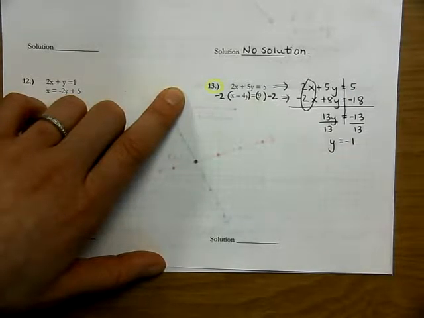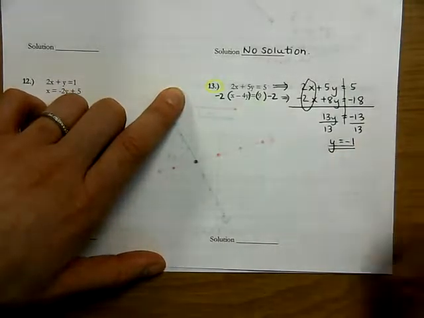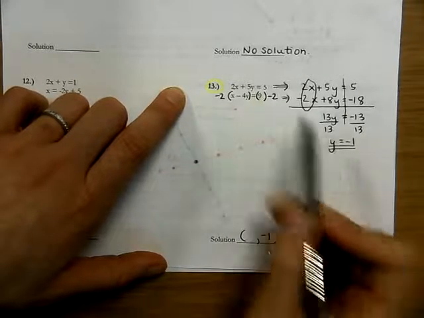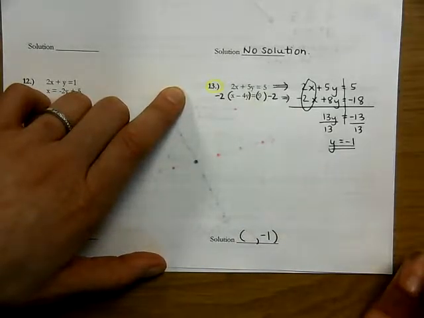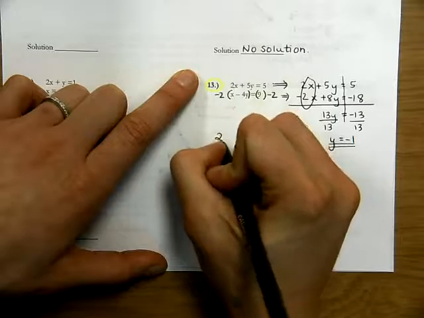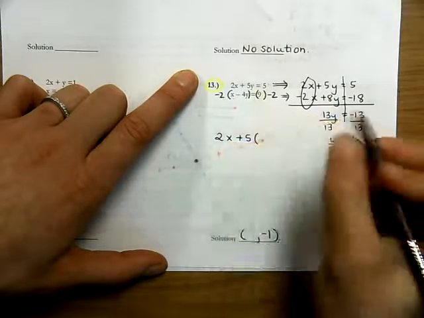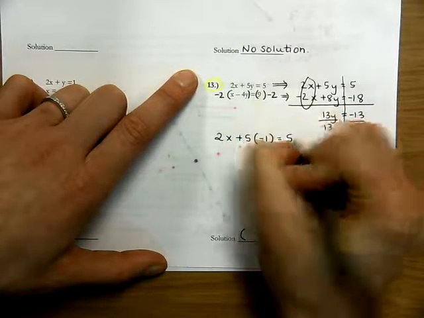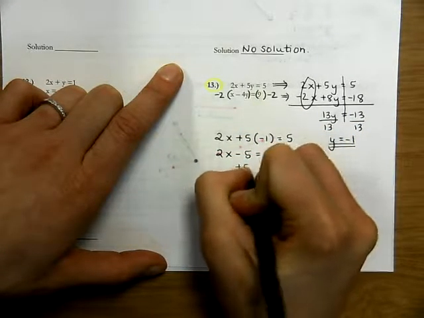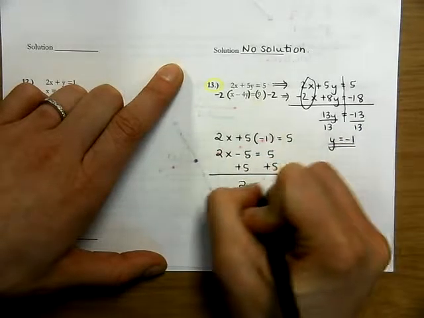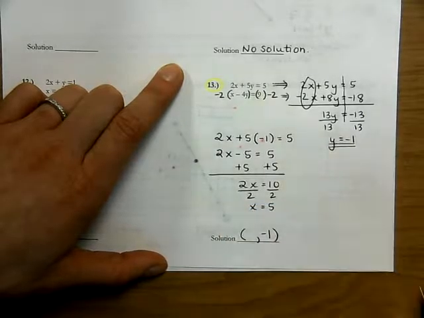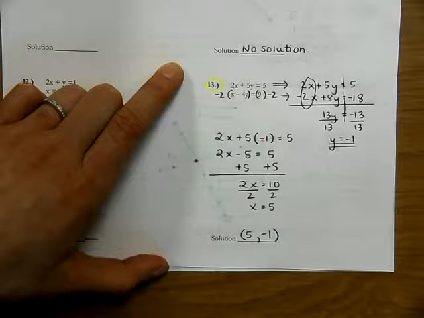I have not solved the system yet. All I found was the y coordinate. So I know that the solution will be something comma negative 1, but in order to find the x coordinate, I need to substitute that back into either one of these equations to find x. So let's just do the top equation, 2x plus 5 times negative 1 equals 5. So that's really 2x minus 5 equals 5. And so now as I solve for x, I see that 2x is equal to 10, or x is equal to 5. So that means the solution will be 5 comma negative 1.